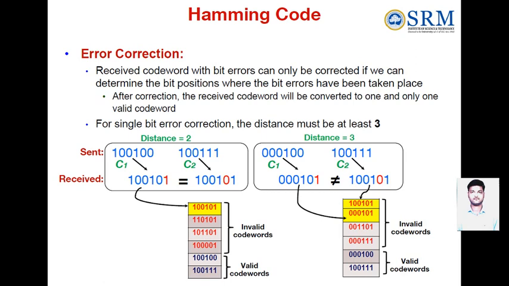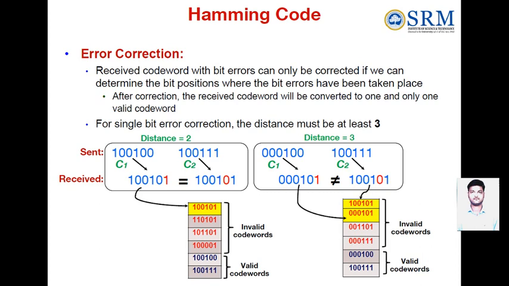For example, first we need to say one thing: for any single bit error correction, the distance between two code words must be 3. For detection it was 2, for correction it is 3. We have given an example. Suppose we have sent these two 6-bit code words. They are transmitted by the sender and received by the receiver, where one bit error is there. For the first code word, the last bit is changed. For the second code word, the fifth bit, that is the second last bit, changed.